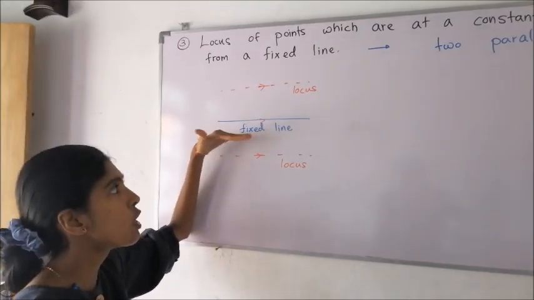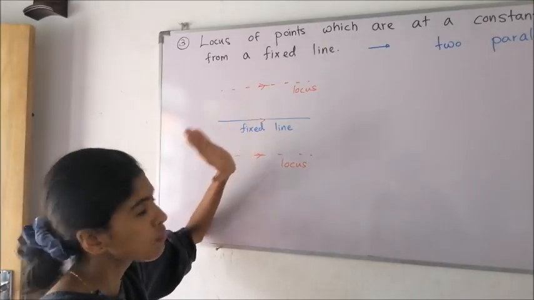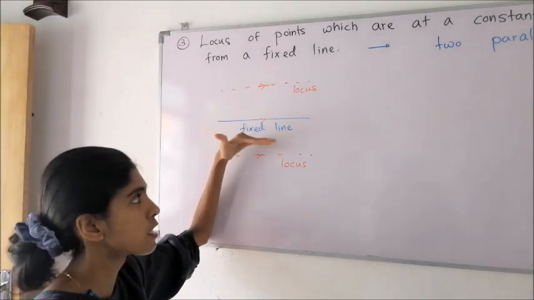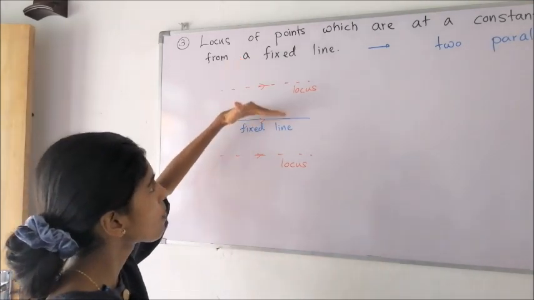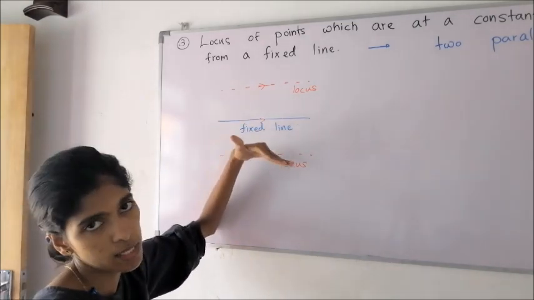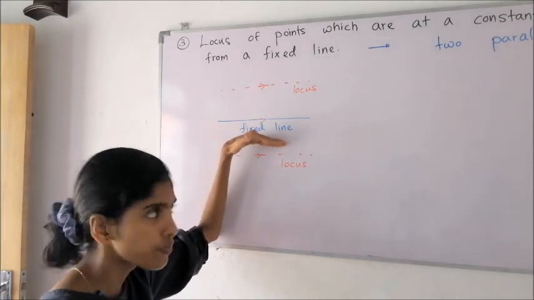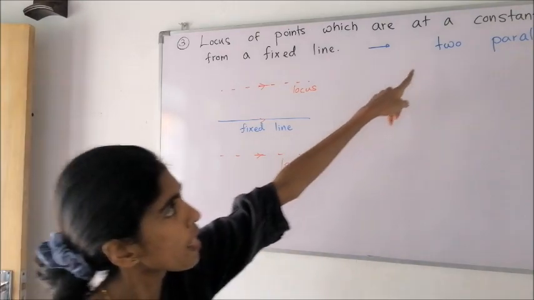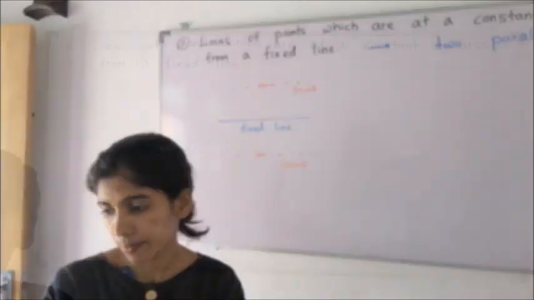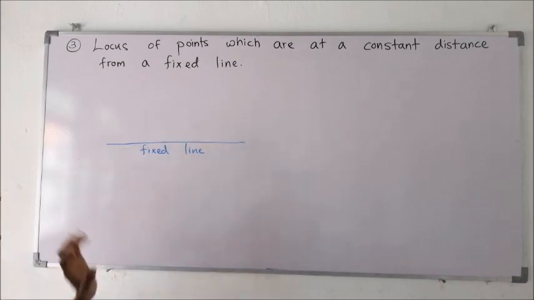Just imagine, for this fixed line, I want to draw a locus of points at 5 centimeters away. 5 centimeters away from this fixed line. So 5 centimeters up and 5 centimeters down, we can draw 2 parallel lines. So there are 2 loci we can draw for a fixed line. Right. So here I have shown 2 parallel lines. This is the locus.